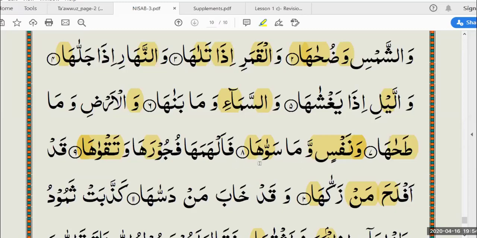And ra, this is a thick letter. You are meant to pronounce this thickly, but you didn't do that. Okay, so try.